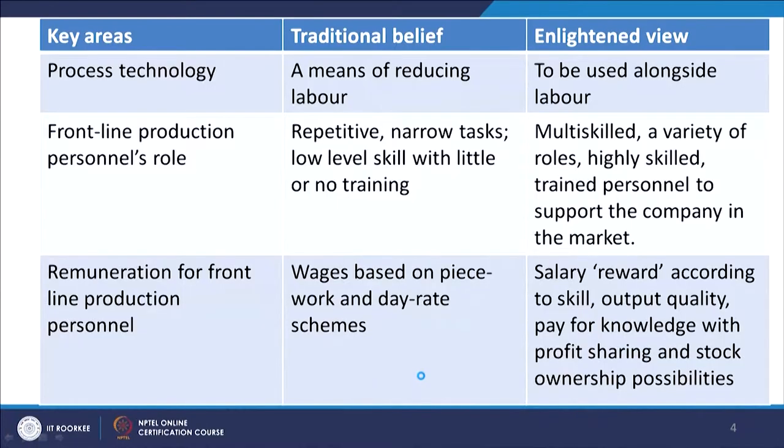Then another important key area is process technology. Earlier, process technology was considered simply a means to reduce labor efforts. How to reduce the efforts in an organization was the purpose of process, that is, what type of processes and what type of machines you are using. Now, in our current way of understanding process technology, we need to develop a balance, a harmony between machine and man. Machine alone is not sufficient, man alone is not sufficient. How do we optimally use a combination of man and machine?